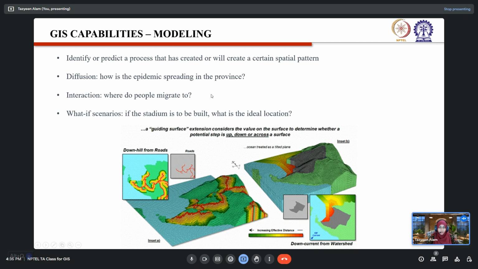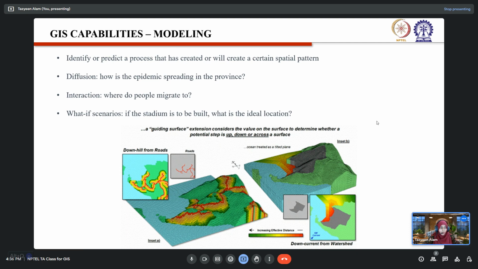If you're talking about interaction, you are looking at where people migrate to, and how different anthropological movements are taking place. And if you consider the what-if scenarios, you can also look at, if a stadium is to be built, what is the ideal location? How do you categorize a specific location as the ideal location? You first have to go through certain parameters, and after you have set those parameters, you are going to fix your ideal location. So basically, it is a guiding surface. Extension considered the value on the surface to determine whether the potential step is up or down across the surface.